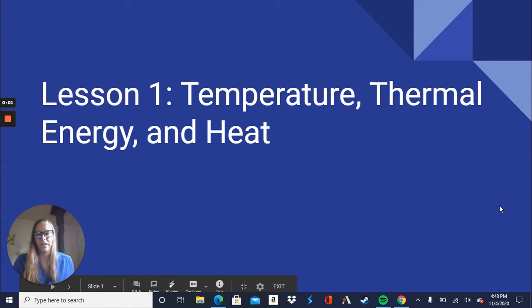Hello, sixth graders. We are starting a new chapter in science. We're going to be looking at energy. We talked about forces last chapter, and we're going to look at energy. So lesson 1 is temperature, thermal energy, and heat.